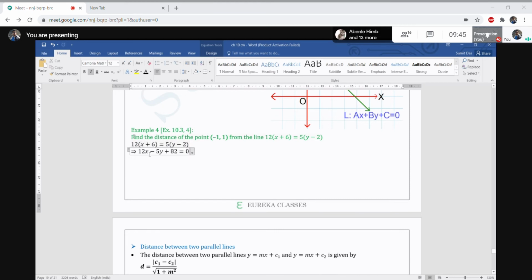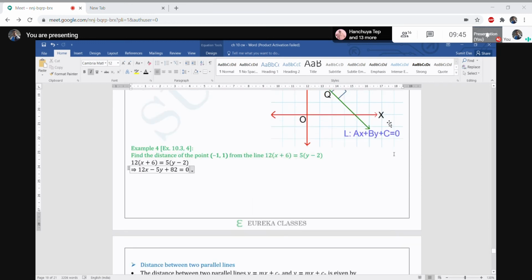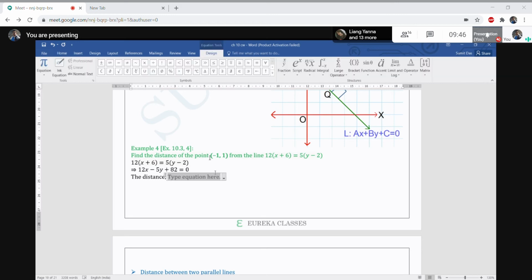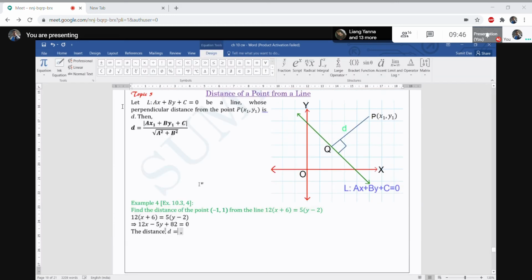12 into x is 12x, 5 into y is 5y, so minus 5y because 5y is coming to the left side. Here it will be 72 and here it is minus 10, so minus 10 coming to the left side will be plus 82. So now we got this in the form ax plus by plus c. Now what is the distance? The distance d equals this formula. Let me write this one.